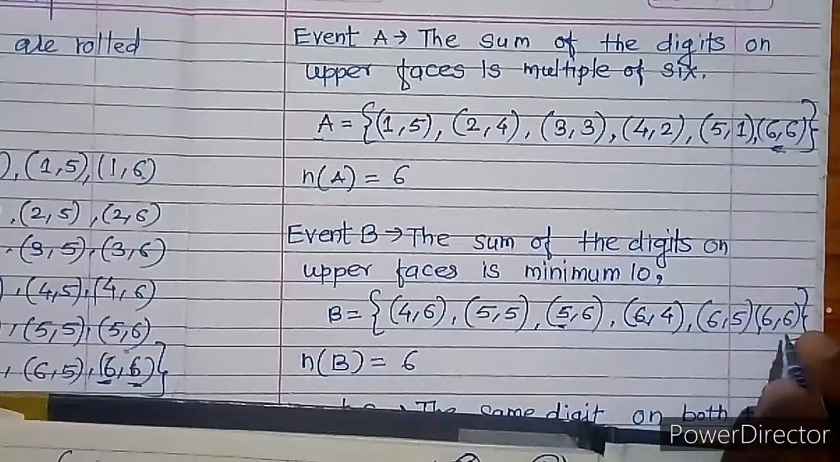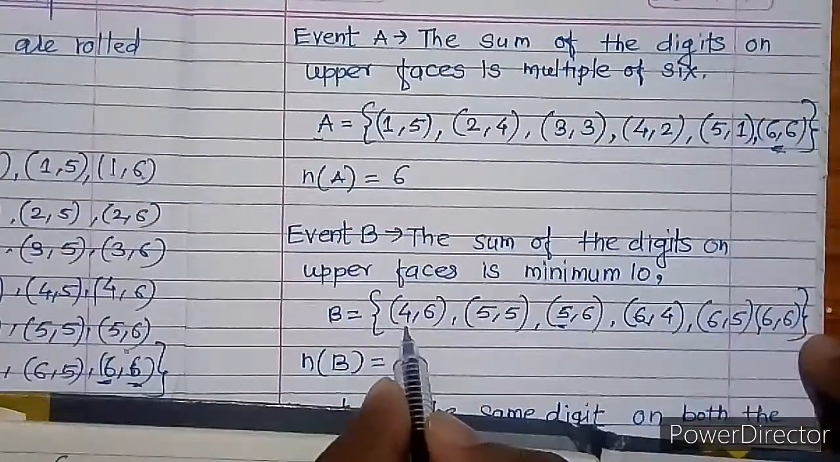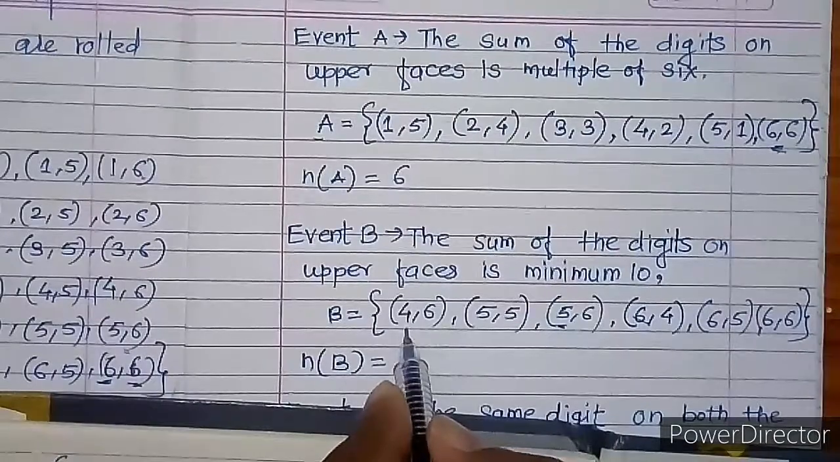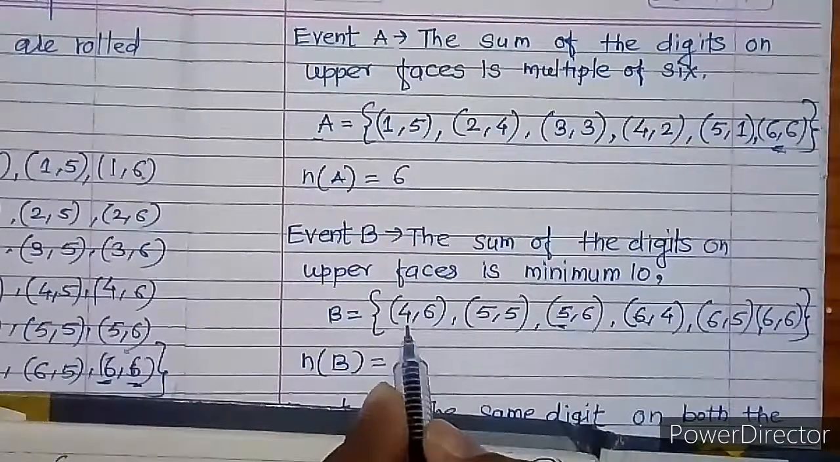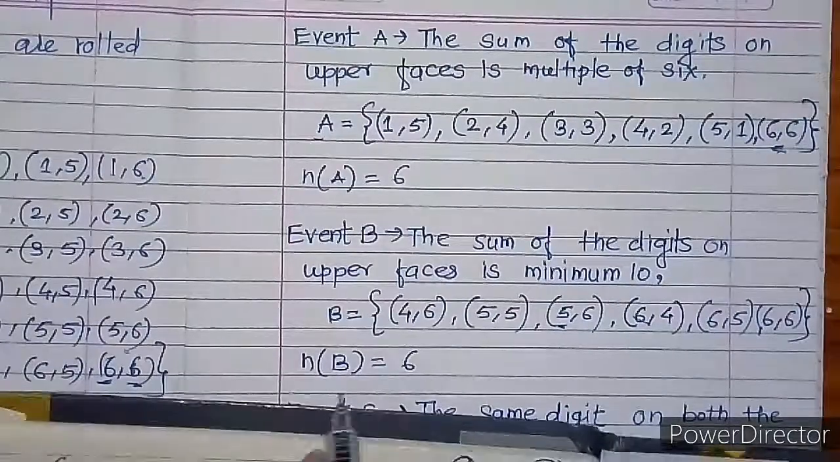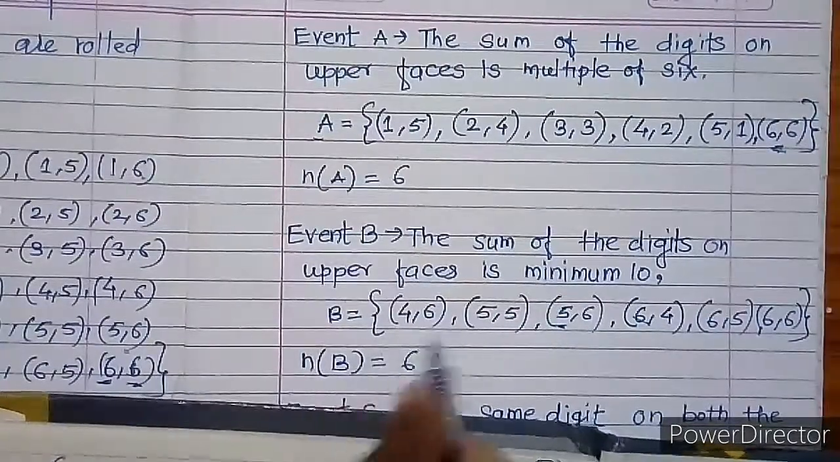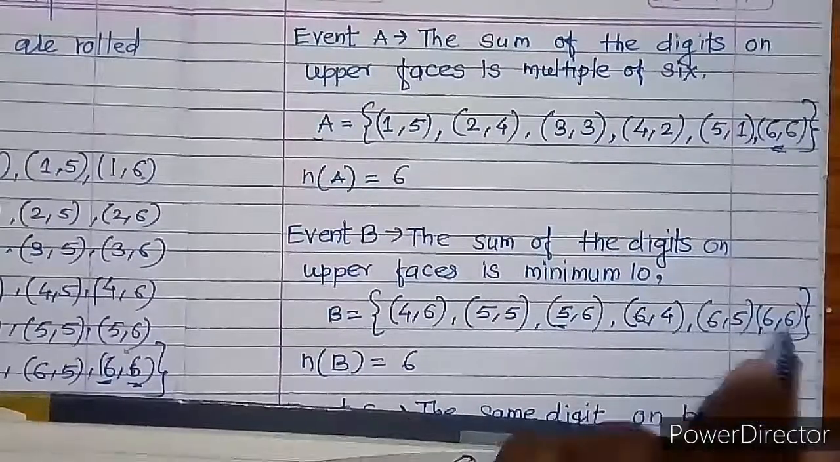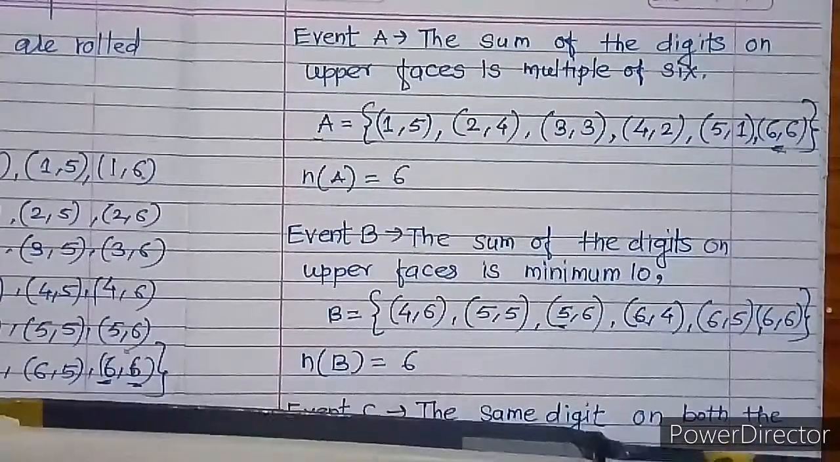6 comma 6, 12, means it's also more than 10. Now you have to pick those outcomes whose sum of the digits is minimum 10, means 10 or more than 10. Now n of B, total number of elements in B, are 1 2 3 4 5 6. That's why n of B equals 6.